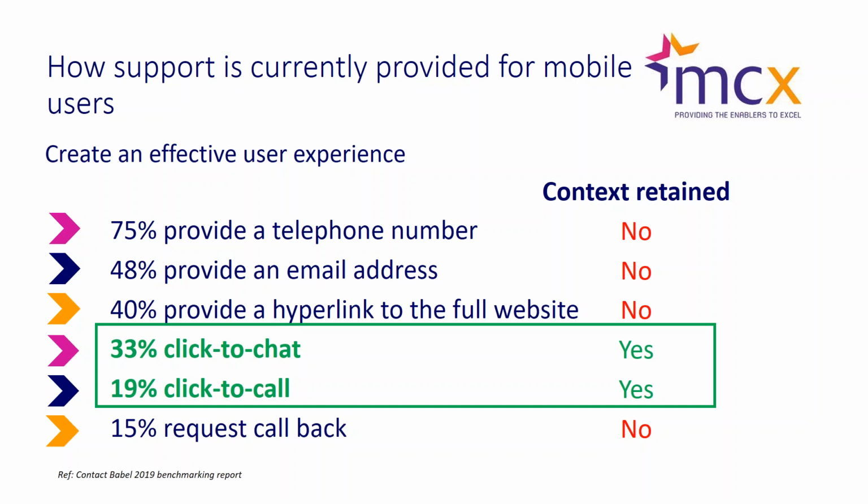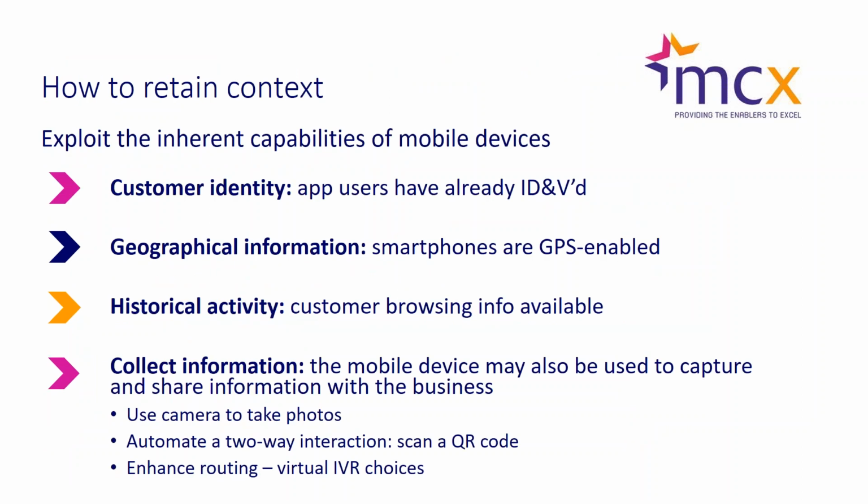And you can also see that there are some intermediary steps, again, providing an email address or a hyperlink from the mobile site to the online capability. They're easy to do, but they don't necessarily make it the best experience for the customer. So definitely I would advocate moving towards the solutions here that actually retain the context when a customer needs to contact you.